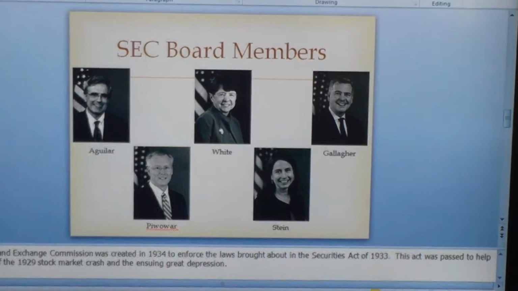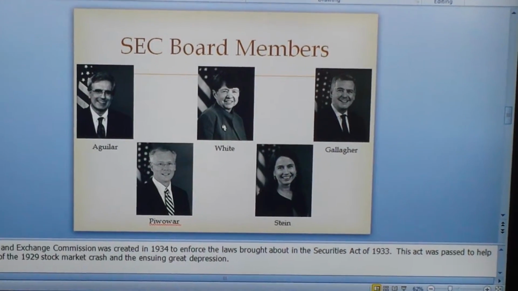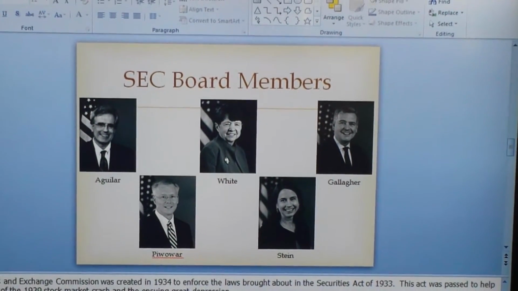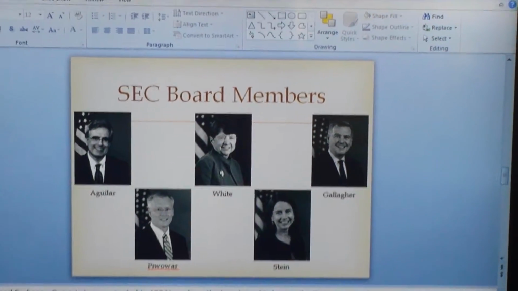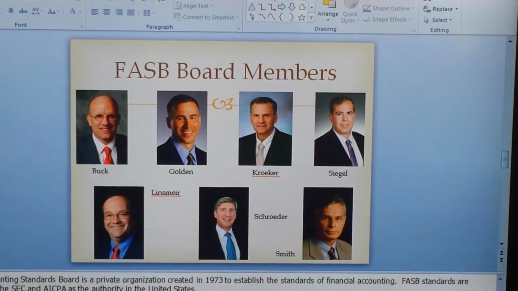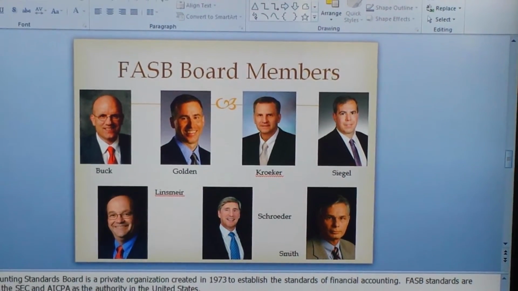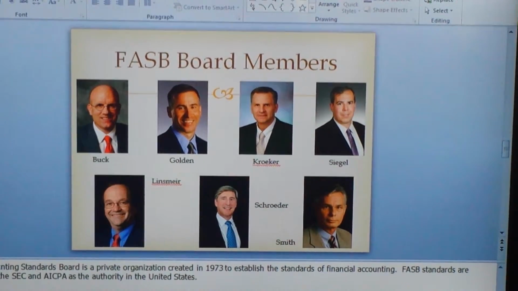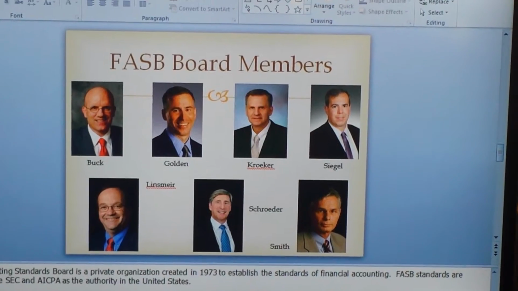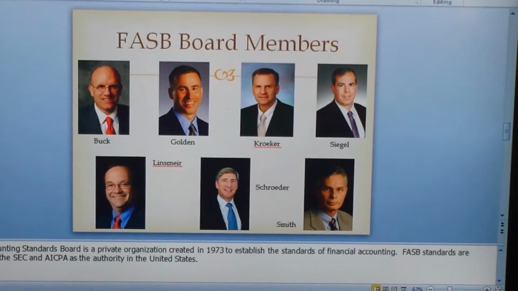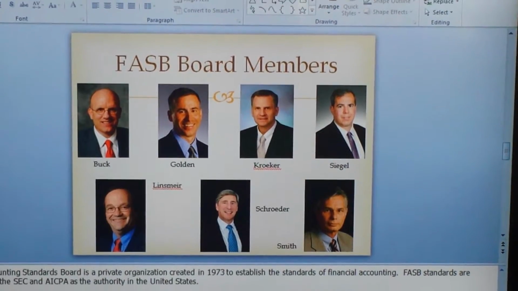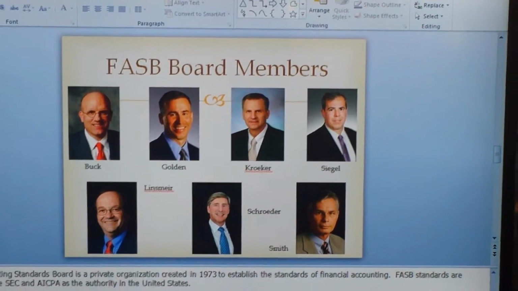This helped reinstill investor confidence in the market. The Financial Accounting Standards Board, or FASB, is a private organization created in 1973 to establish the standards of financial accounting. FASB standards are recognized by the SEC and the AICPA as the authority in the United States.